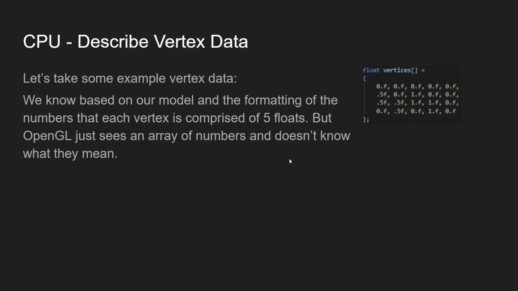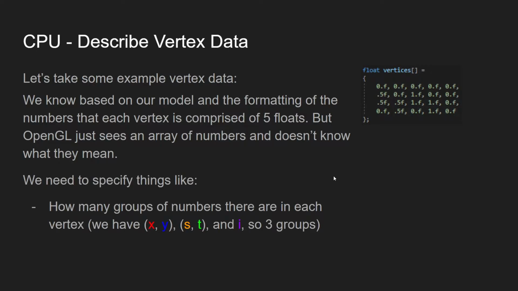So we know, based on our abstract model of each vertex having X, Y, ST, and I, and it's more or less obvious from the way we've laid out our code here. But OpenGL has no idea what this is. It doesn't know how to read this. You just give it a bunch of floats, it sees a bunch of floats, and it doesn't have any sort of information about them. So you need to specify that information.